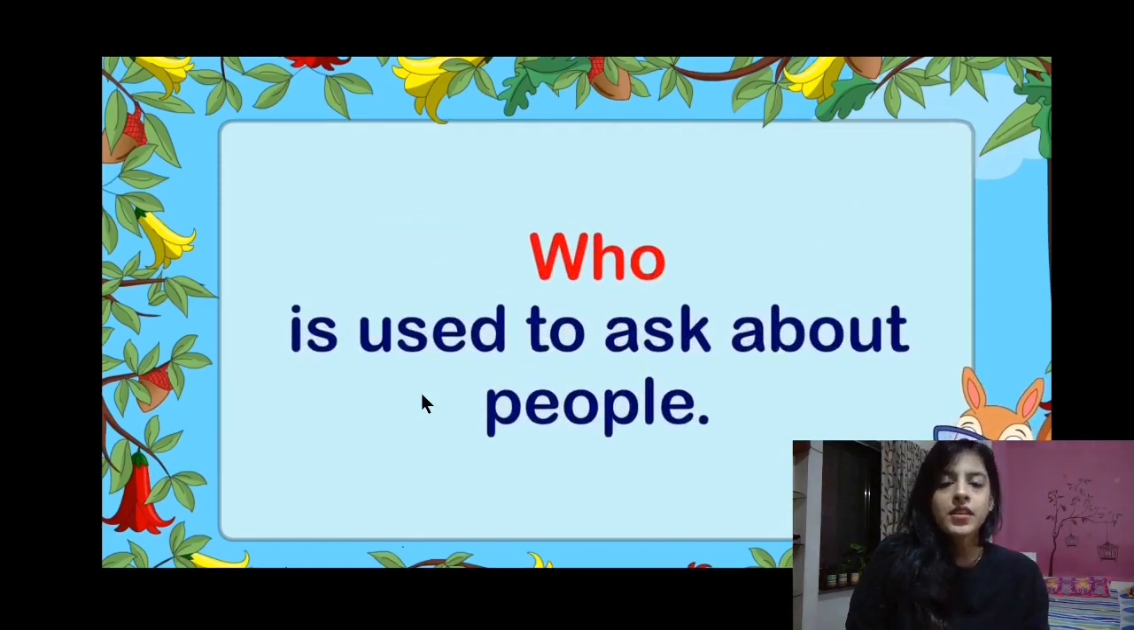Who. Who is a question word, okay? This question word who is used to ask about people. For example, who are you talking to? Suppose I am talking to someone and you have to ask me who I am talking to. I am obviously talking to another person. So it is related to a person. That is why I use who. And who is a question word.